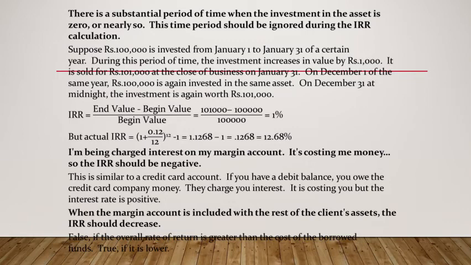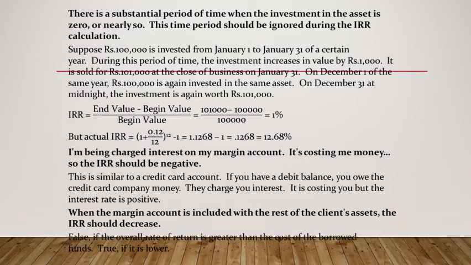It's costing me money. So IRR should be negative. It's wrong actually. See, for example, if I take the example of a credit card, and if I have a debit balance, meaning if I need to clear the loan, they charge us interest, and it is positive interest. So how can IRR be negative?